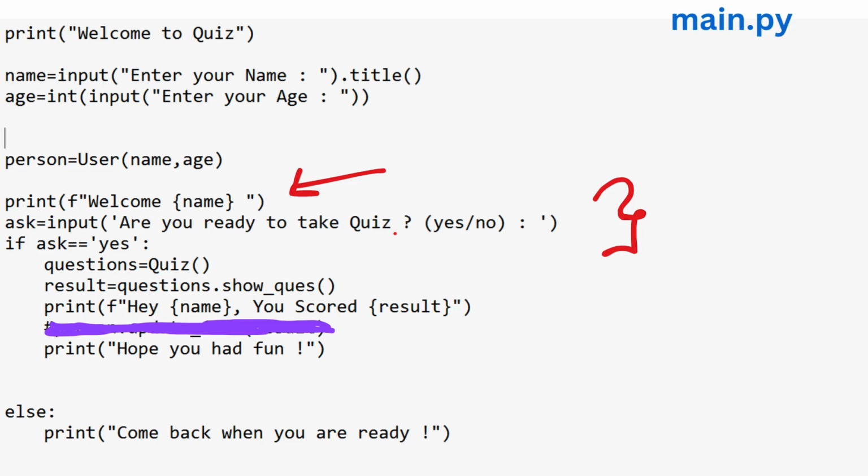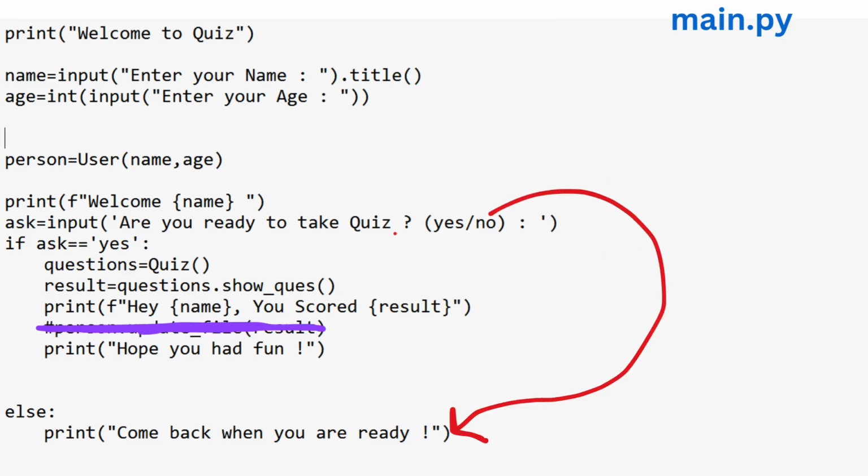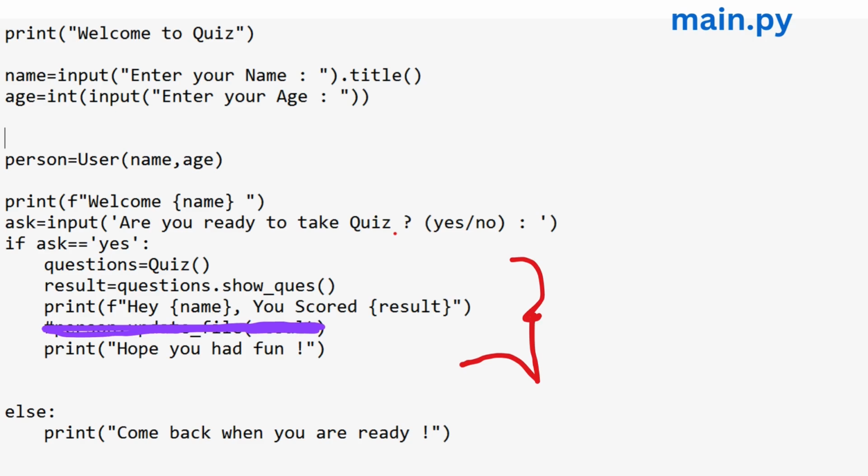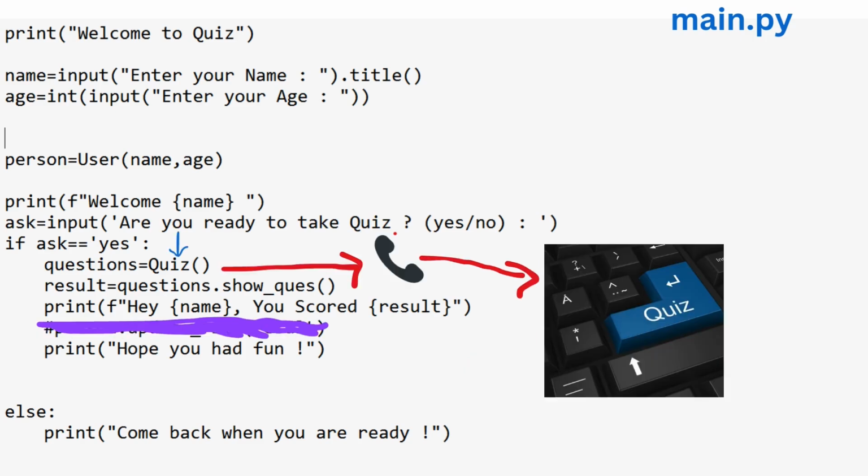In this line, we are printing welcome and that person's name, and we are asking the user whether they are ready to take the quiz, and we are getting that response, yes or no. If the response is no, we are just going to print come back when you're ready. And if the response is yes, this is where our program takes us to the next module, that is quiz. So questions is an object that is created for this quiz module. Now what we have to do? We have to go inside that quiz module and see what is happening there.